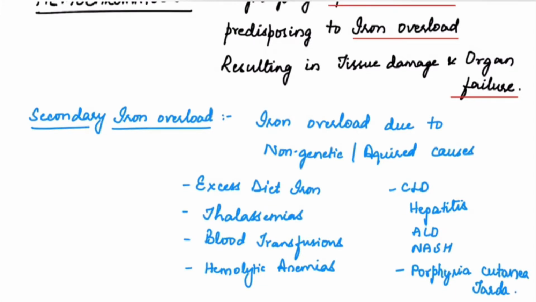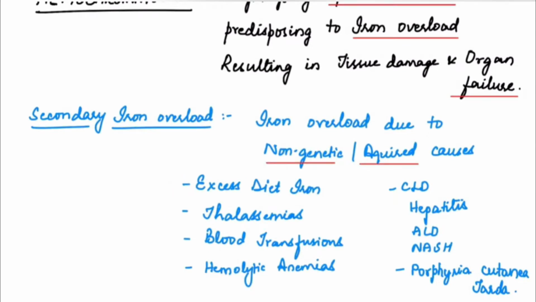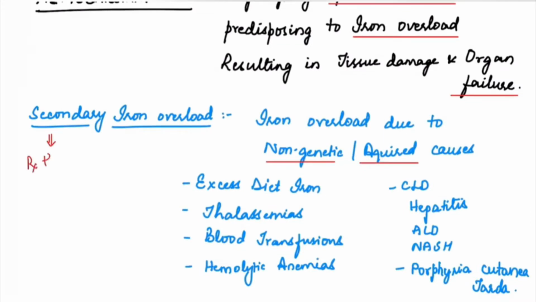So, secondary iron overload is due to some non-genetic cause, whereas hemochromatosis is the word used for genetic causes of iron overload. The clinical manifestations of both these conditions is the same, but the treatment of secondary iron overload is to treat the underlying cause. Now we'll look at the genetic basis of hemochromatosis.